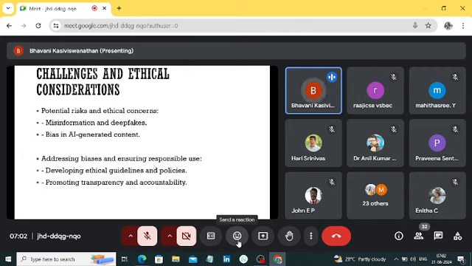And addressing biases and ensuring responsible use. So developing ethical guidelines and policies: when you are developing a generative AI model, you should incorporate a feature that if somebody is trying to manipulate you, or giving you manipulated information, then you should be very cautious. For that, we have to provide another kind of data set to that same machine learning model, and it will develop itself automatically. Promoting transparency and accountability: what kind of data set we are providing to our machine learning model, the data we are providing itself shows what kind of model we are going to develop. That is what's called promoting transparency and accountability.